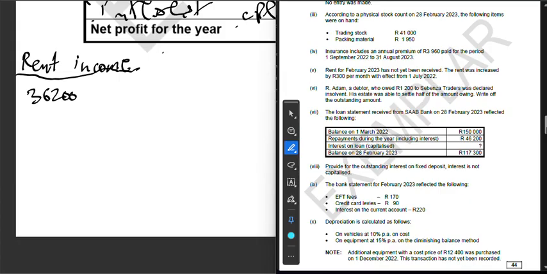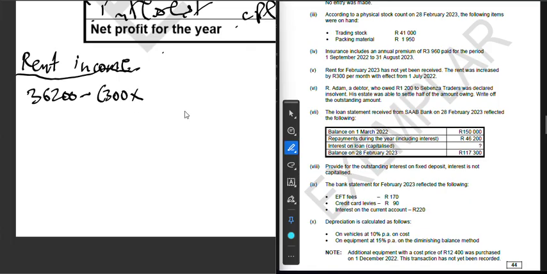Now let's check the information again. It states that the rent for February has not yet been received. Therefore, the rent that we have here is definitely for 11 months. So what are we going to do here? We're going to take this amount and minus 300 multiplied by how many months? Why am I saying we're going to minus 300 multiplied by? Because you need to find out how much rent is for 1 month.